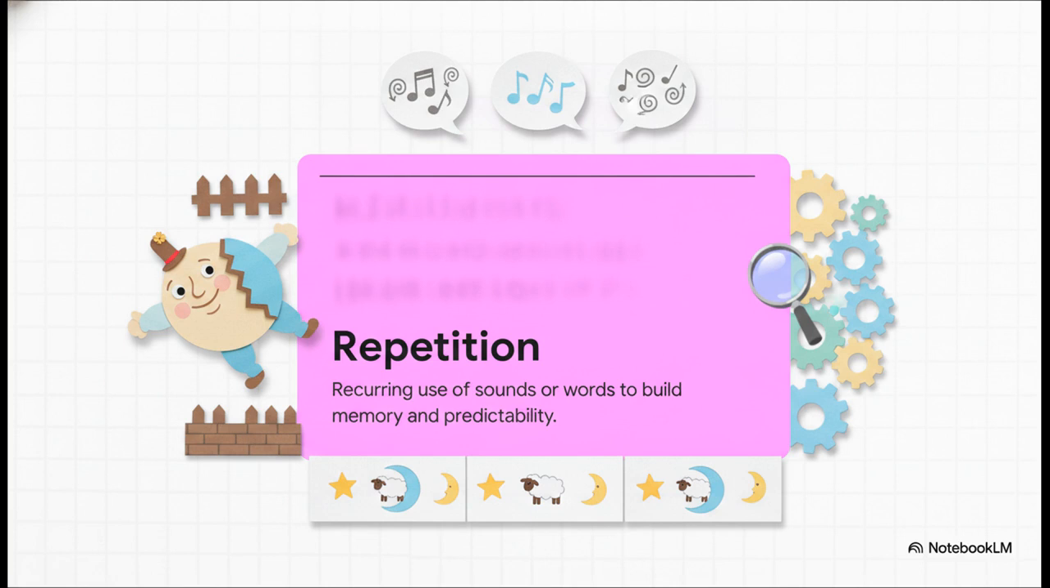Think about your favorite video formats. They use this exact same repetitive structure to lower your cognitive load so you stay locked in.